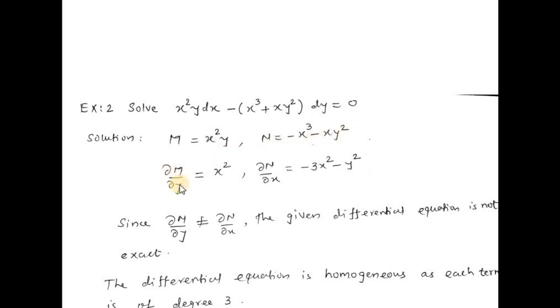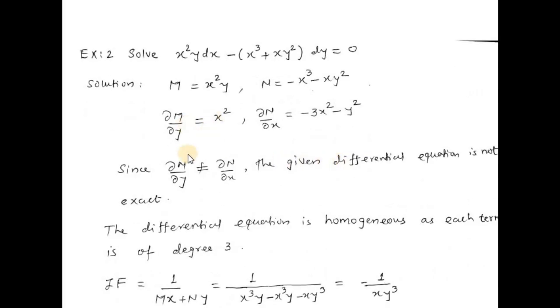Now we will find out del m by del y. So it will be x square because derivative of y is 1, and we have to find out del n by del x. So it will be minus 3x square minus y square because derivative of x cube is 3x square and here derivative of x is 1. Okay, here as you can see that del m by del y is not equal to del n by del x. Therefore the given differential equation is not exact.